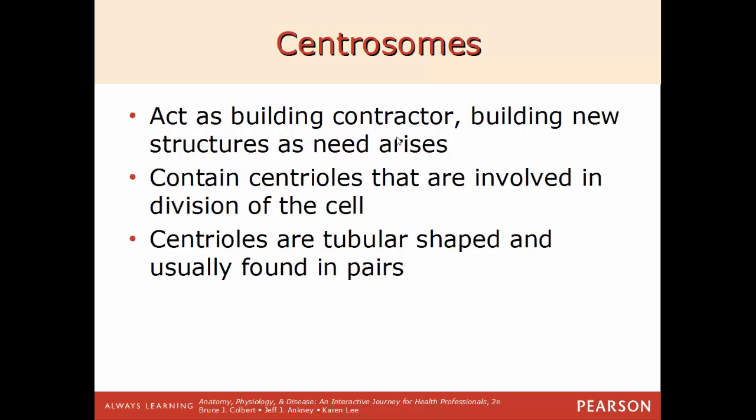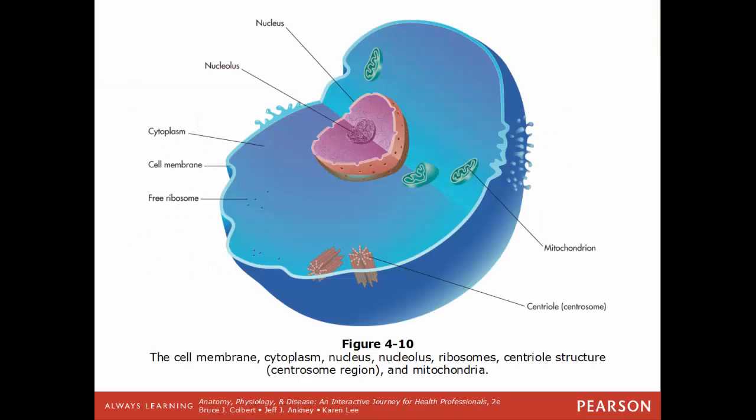All right, the next part, centrosomes. These basically act as a building contractor. These will build new structures as they are needed. And these contain centrioles that are involved with cell division, which we'll talk about toward the end of this video. And these centrioles are tube-shaped structures that usually are found in pairs that help the cells to divide properly. All right, adding a little more to the composite generic image of the cell, the centriole here. Here you have the centrosomes here, and within it you have the centrioles, which play a critical role with cell division.